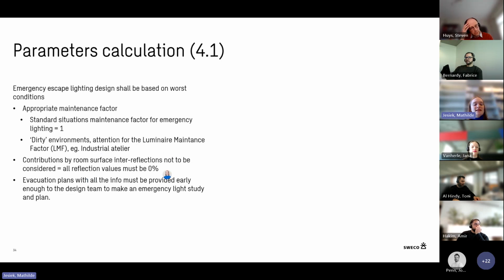Then if you do an emergency lighting calculation in Dialux, all reflection values must be on 0%, so you don't count any reflections. Normally the software takes this into consideration if you're in emergency lighting mode. And also for us, it will become more important that before we start the design of an emergency lighting installation, we get input from the design team. So really ask your PLs to provide you this information so you can make a good emergency lighting plan or study.